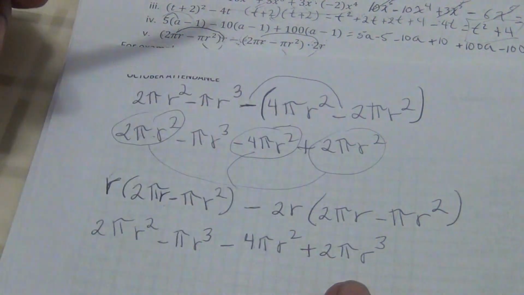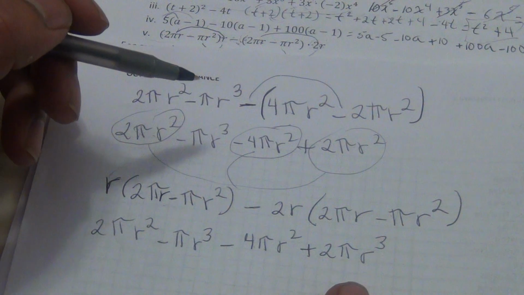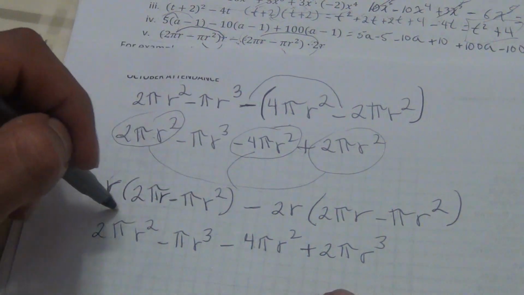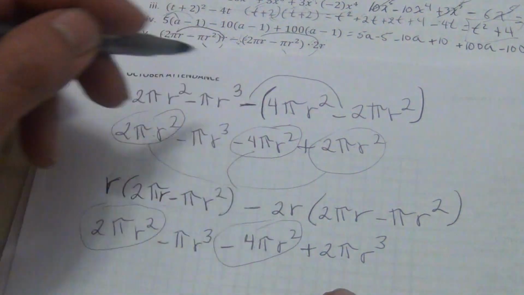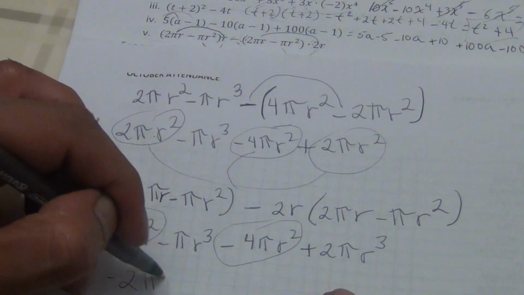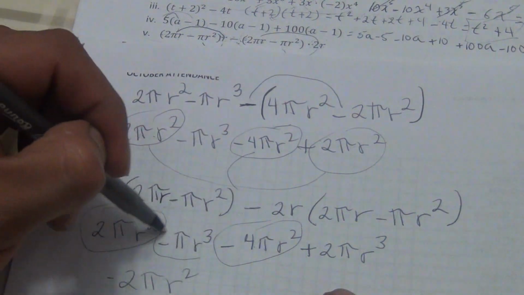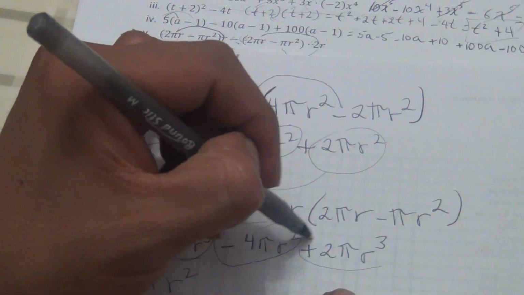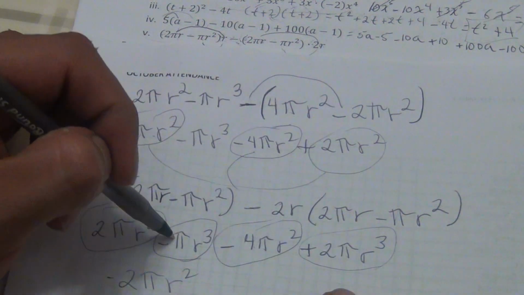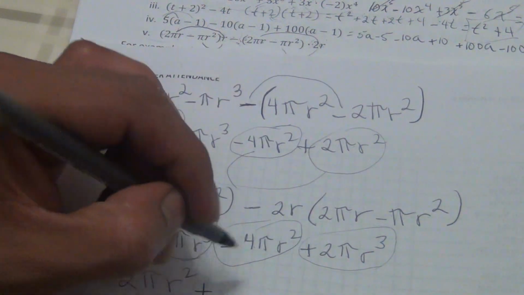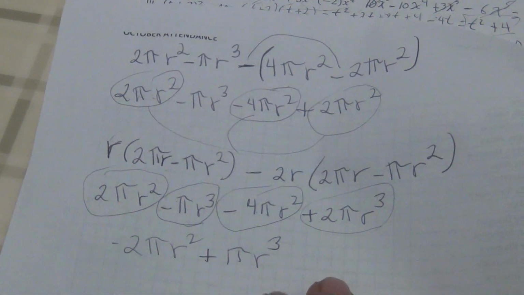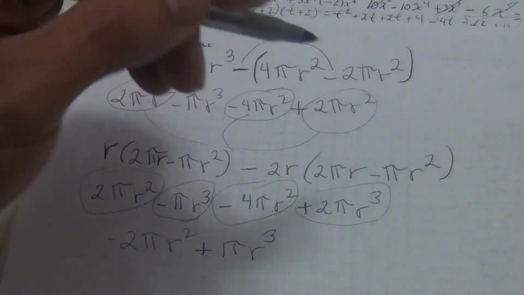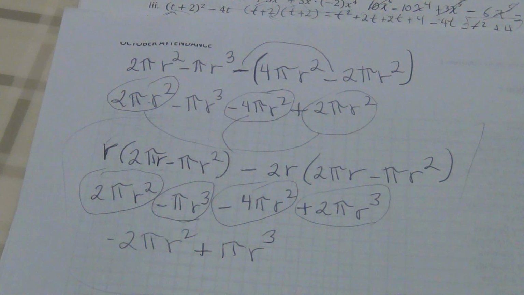I forgot about this. Okay, now let's combine like terms. So pi r squared with pi r squared, so that is negative 2 pi r squared. Negative pi r to the third with 2 pi r to the third: negative 1 plus 2 is 1, so plus pi r to the third. Okay, that was the mistake. If you still don't understand this problem, don't worry, I can always explain to you.